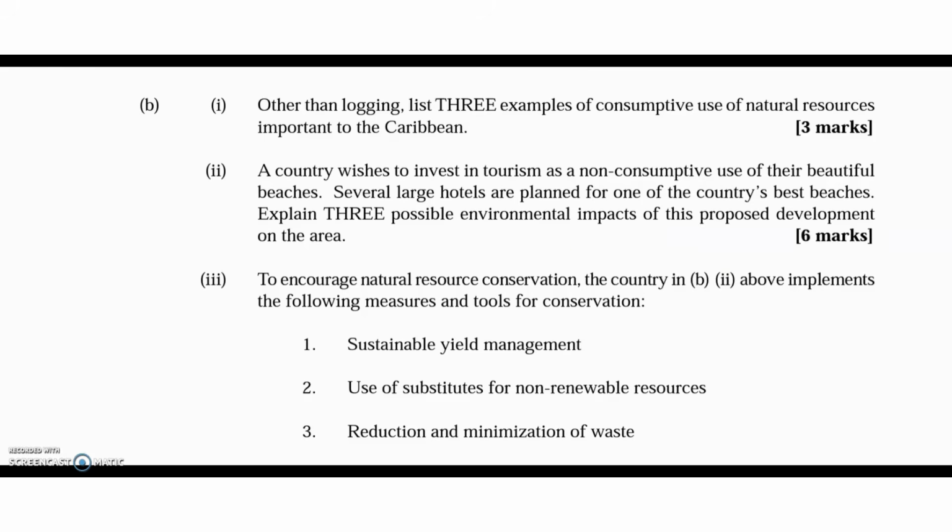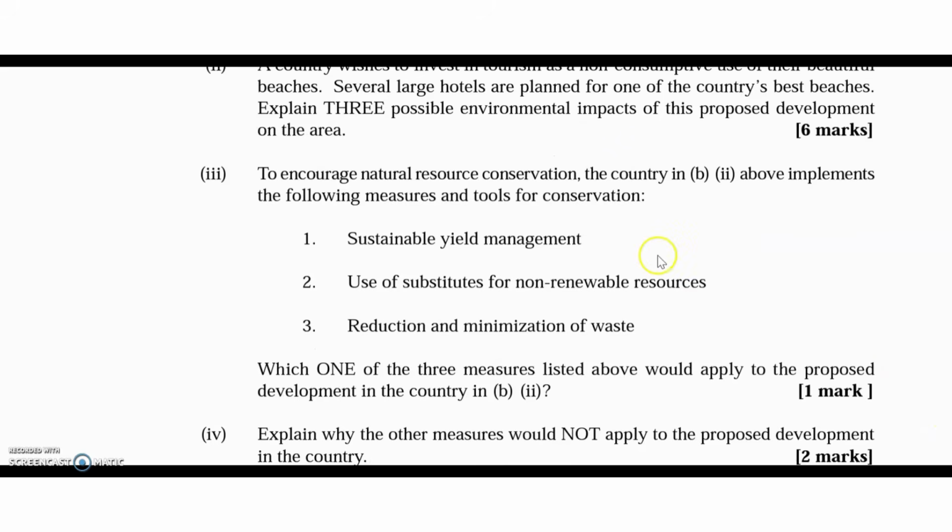Part 3. To encourage natural resource conservation, the country in B2 above implements the following measures and tools for conservation. Now we have 1, sustainable yield management, 2, the use of substitutes for renewable resources, and also 3, the reduction and minimization of waste. Now, which one of the 3 measures listed above would apply to the proposed development in the country in B2?